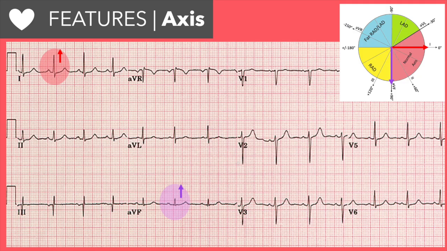This is a normal sinus rhythm 12-lead ECG shown previously. In lead 1, the QRS is upright. In lead AVF, the QRS is upright. I can now draw my vectors on the axis diagram. In lead 1, it points towards the right. In lead AVF, it points down. And that's again because of the upright lead 1 and the upright AVF. It's going towards those two areas. The net effect is a normal axis.